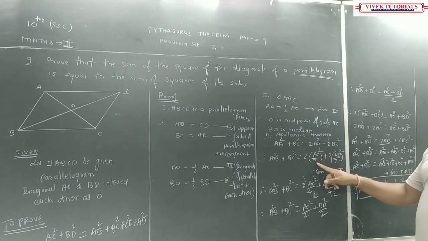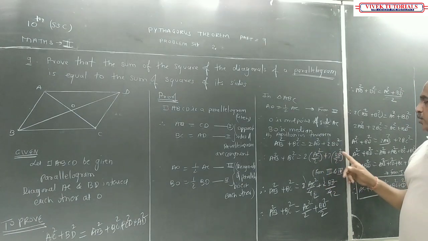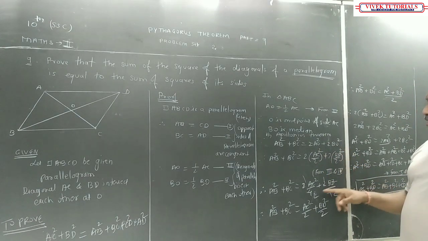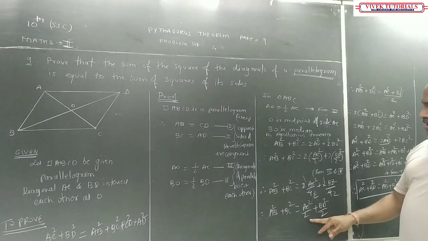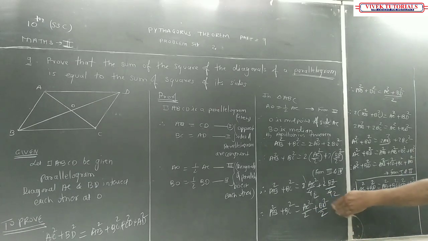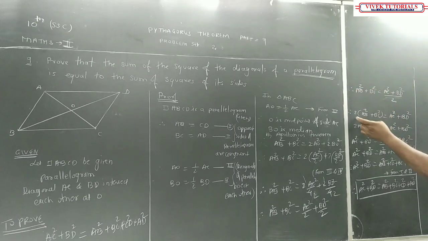But what will we use in place of AO? AC by 2, and in place of BO, BD by 2. What you got? 2 into AC square by 4 and 2 BD square by 4. We are going to cancel it. We got AC square by 2 and BD square by 2. But since both denominators are the same, I wrote it only once. If I transfer 2 to that side, it will become 2 in bracket AB square plus BC square is equal to AC square plus BD square. So 2AB square plus 2BC square is equal to AC square plus BD square. So AC square plus BD square is equal to 2AB square plus 2BC square.